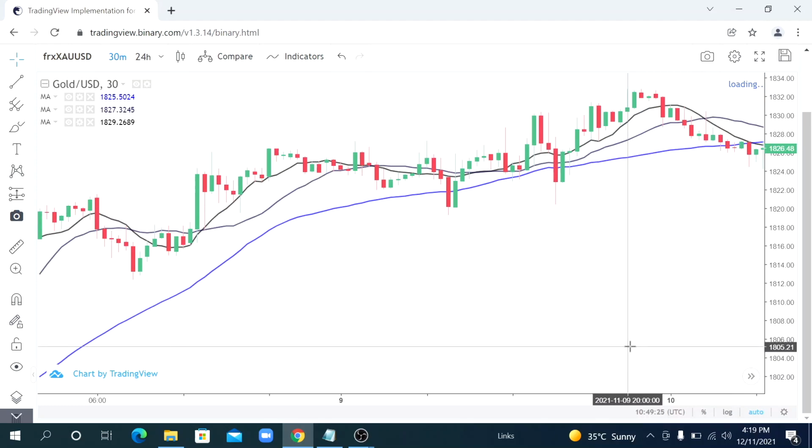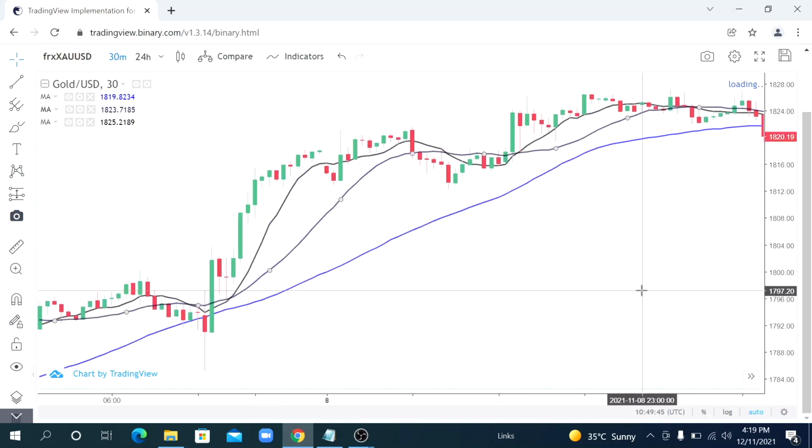Now the most important thing you must know about moving average is that moving average does not work always. Stick this to your head. Moving average does not work always. It only works on a what? On a trending market. Not sideways.